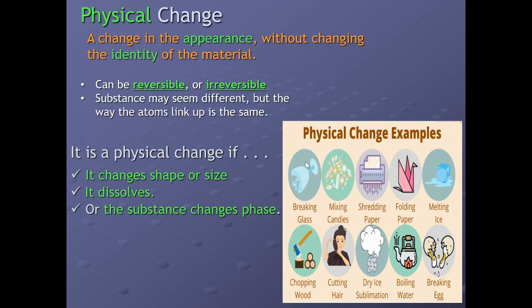Ice, whether it's solid, liquid, or gas, is going to be H2O. And then chopping wood, just turning it smaller, cutting your hair, just making it shorter. Dry ice is just going from a solid to a gas. Boiling water from a liquid to a gas, still H2O. And then breaking the egg, still made of the same stuff. It's just now into different pieces.